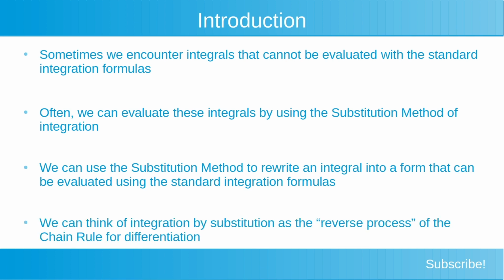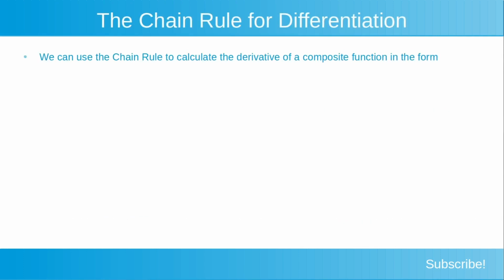We can think of integration by substitution as the reverse process of the chain rule for differentiation. To help us to explain this, we're now going to quickly revise the chain rule for differentiation. We can use the chain rule to calculate the derivative of a composite function in the form y is equal to capital F of g of x.